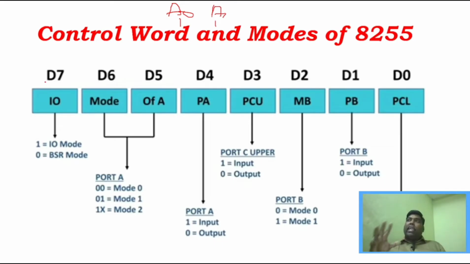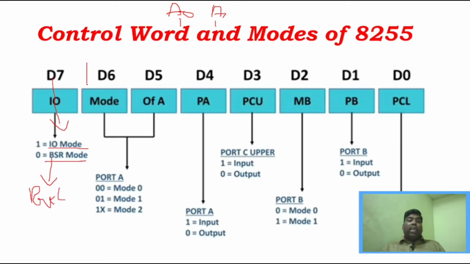Now you can clearly understand how different modes can be configured here. You can see here from D0 to D7, right? The D7 bit is the one which tells you whether it supports the IO mode or BSR mode, right? Whether it is going to work in input output mode or BSR mode is determined by the D7 bit. If this bit is 1, then it supports the IO mode. If it is 0, it supports BSR mode, right? And you already know that BSR mode is supported only by port C.